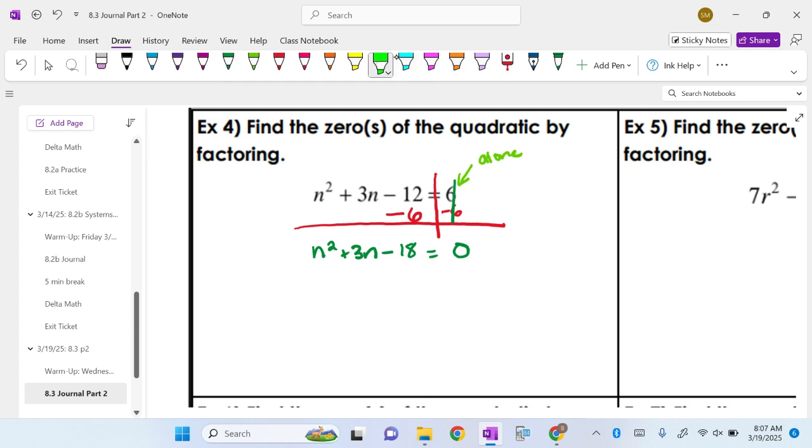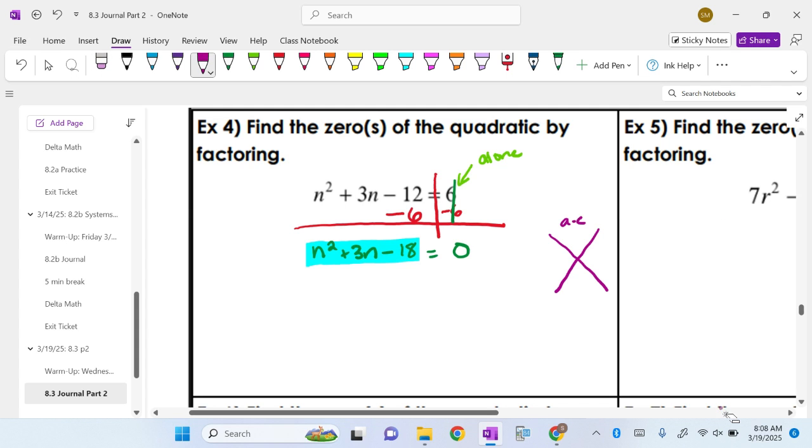Now, once I get one side equal to 0, I'm now going to factor the trinomial. So walk me through it. What's my first step? So guys, this is Unit 7 review. What's your first step when you're doing this? Big X. Good. So we're going to do big X. Remember, A times C goes on top and B goes on bottom. So what goes on the top?